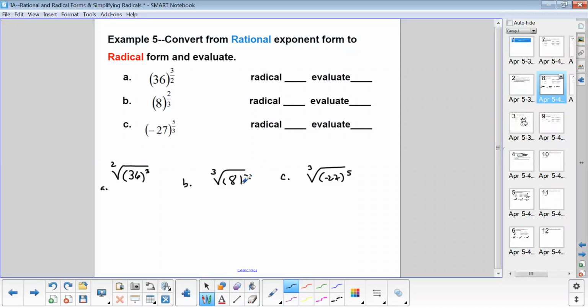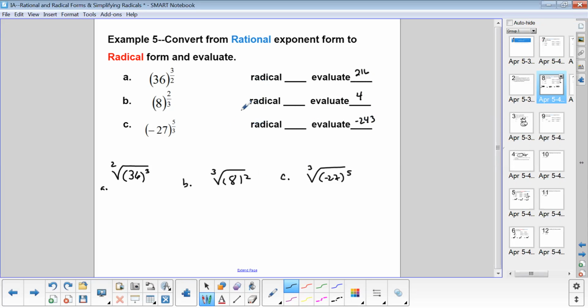And we can do this one. We could say the cube root of 8 would be 2, and 2 to the 2nd power would be 4. So if we were going to evaluate the first one, it would be 216. The second one would be 4. And the third one is we would take negative 27 and raise it to the 5 divided by 3, or the 5/3 power, and we would get negative 243.